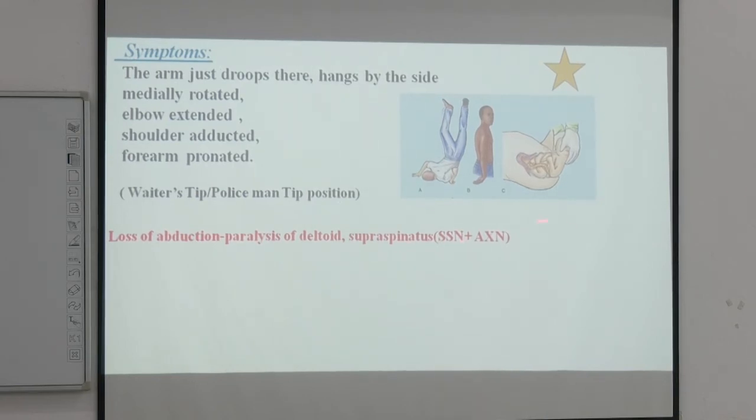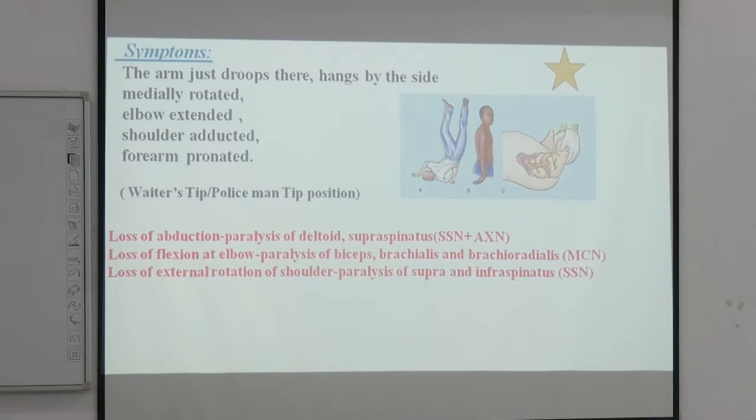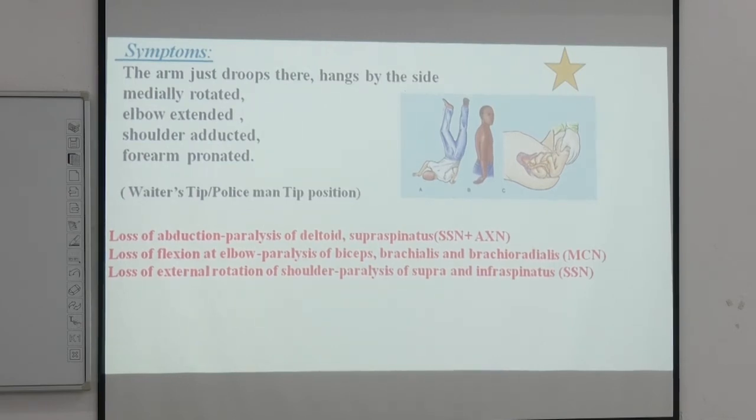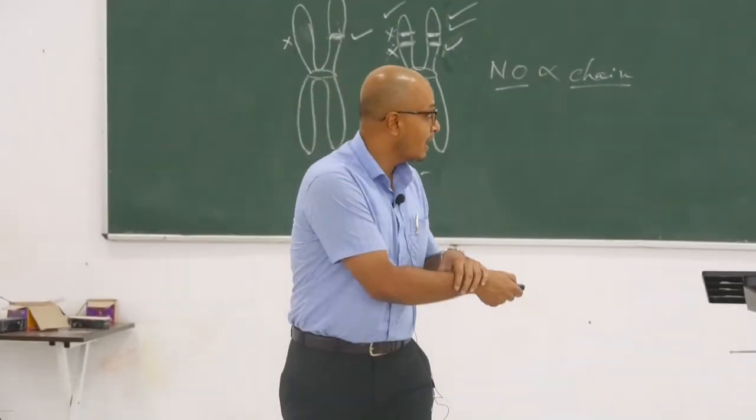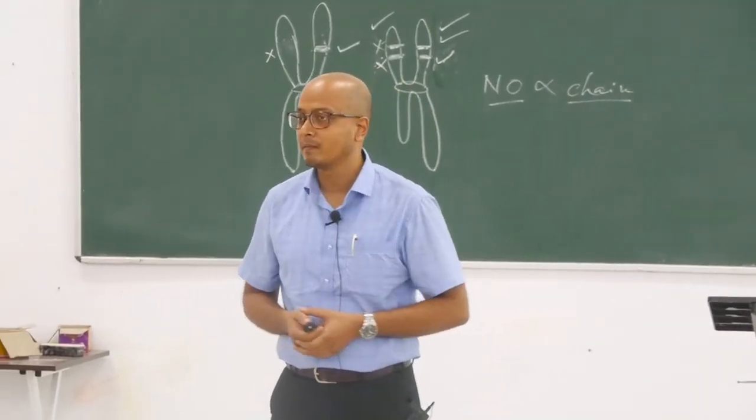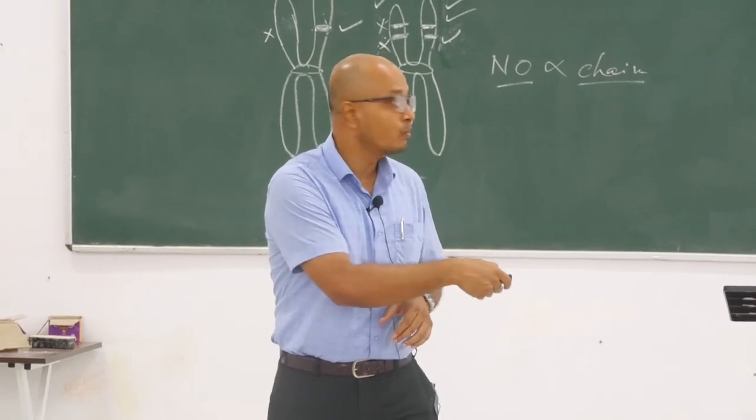And why? Because the SSN and AXN are not working. Suprascapular nerve and the axillary nerve are not working. And there will be sensory loss accordingly. There will be loss of flexion at the elbow joint because the BBC muscles are not working. Who supplies the BBC? Musculocutaneous is not working over here. Loss of external rotations: the supraspinatus and infraspinatus are the muscles which move this particular shoulder towards the outer side. That means the lateral rotations or external rotations are there. So these particular actions of the supraspinatus, infraspinatus are not there. So that's why this particular person will have a deficiency.